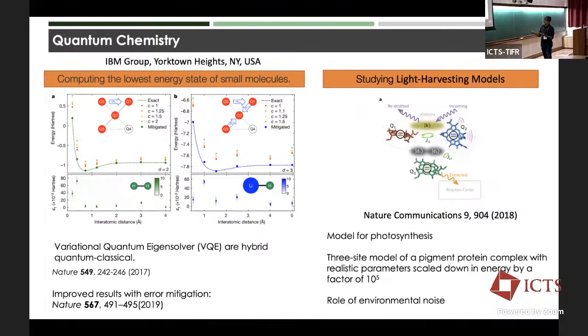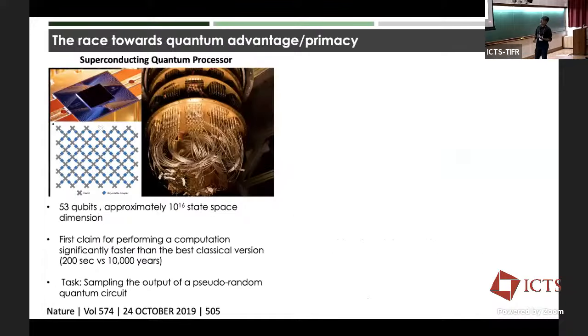So it's a model which is scaled down in energy by a factor of 10 to the 5, but these are examples of the kind of things one could imagine doing, right? I'm sure all of you have seen this result from Google from a few years back, where they used a 53 qubit system to do a calculation, which is not really a useful or practical calculation.